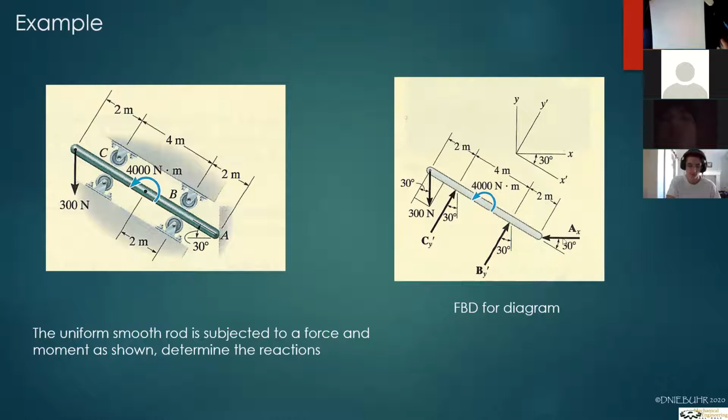But what you probably found is you drew the rod. You have the 300 Newtons going down. You want to label angles because those are respective to the forces. You have the CY, the BY, and you have the 30 degrees. And then you have the 4,000 Newton meters.